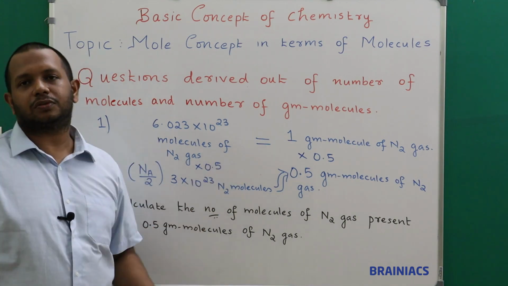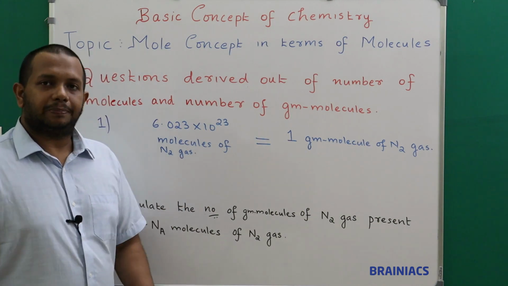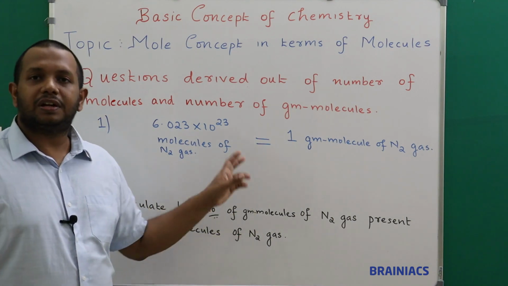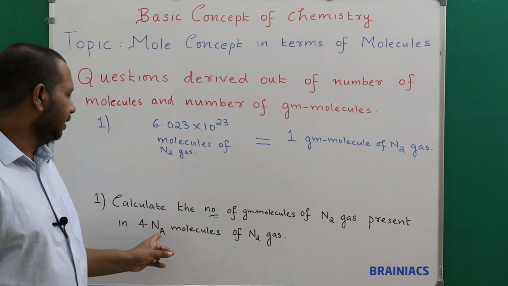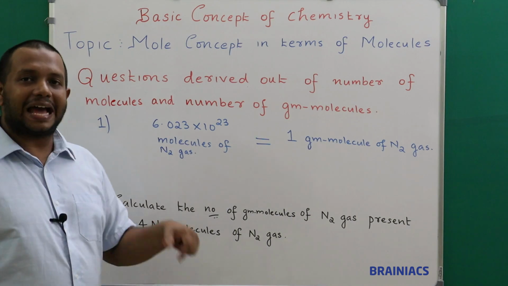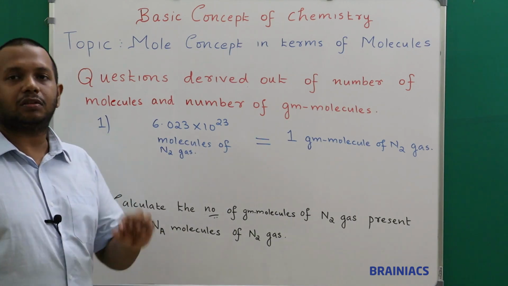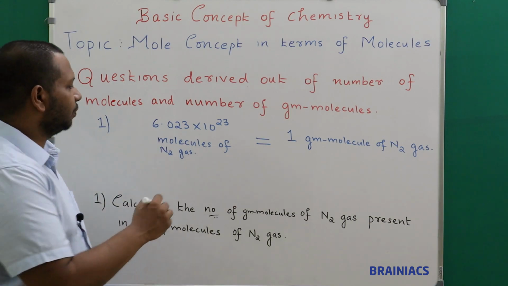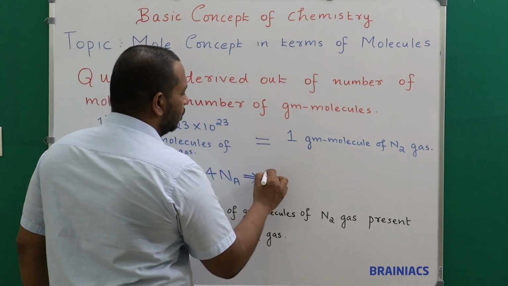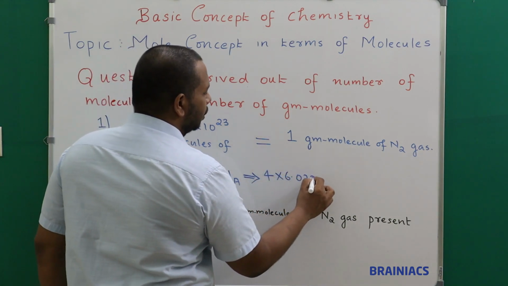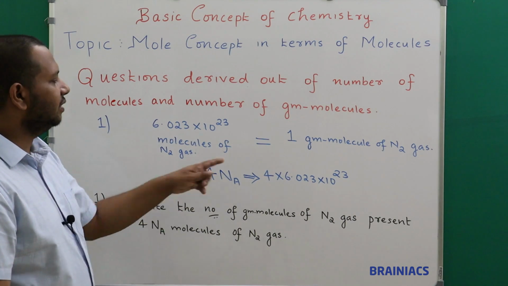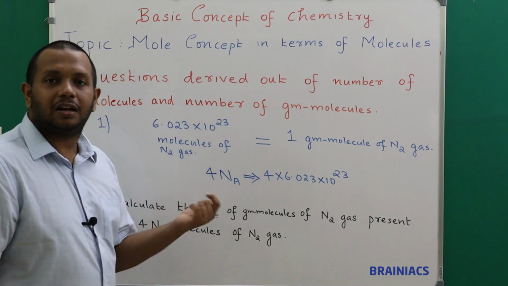So we will derive the next question out of the same relationship. You could read the second question. Calculate the number of gram molecules of nitrogen gas present in 4 Na molecules of nitrogen gas. So instead of saying the number of molecules directly, they are giving this indirectly as 4 Na. What is 4 Na? For your understanding, 4 Na means 4 into 6.023 into 10 power 23. So this is what they are asking, but they have given it in this format. Like this, indirectly also they can give.